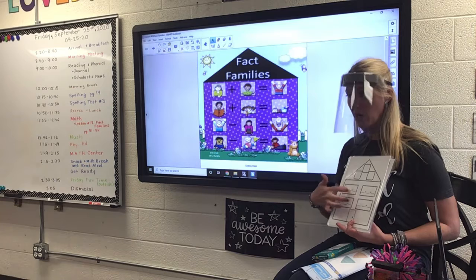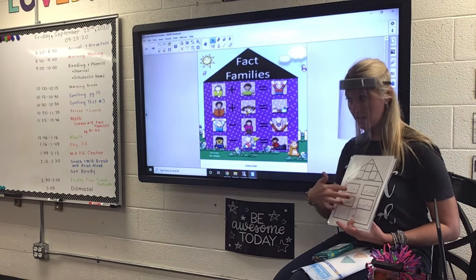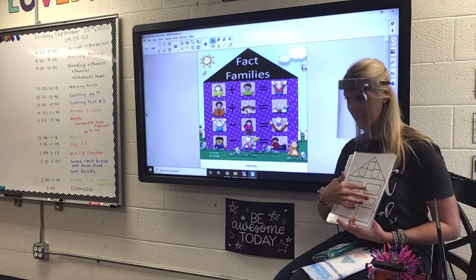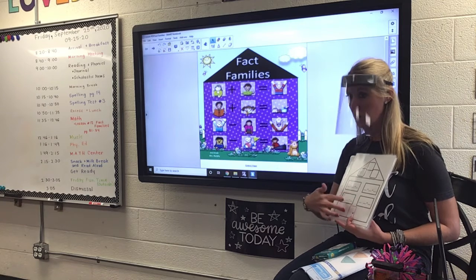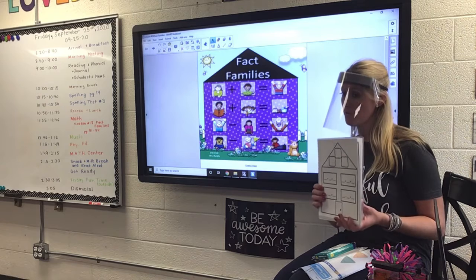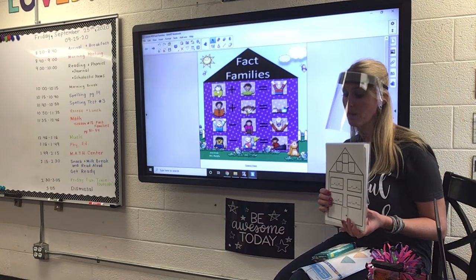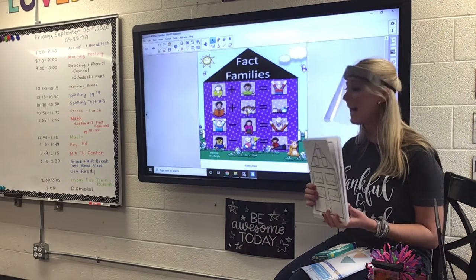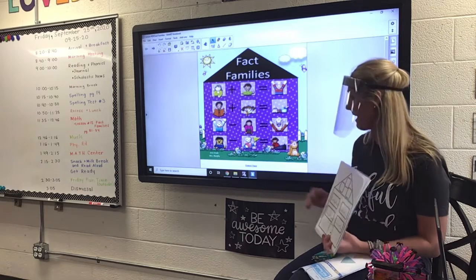Down here is where we would write our two addition facts and sentences, and this is where we would write our two subtraction ones, okay? So before we do this at the back table, Mrs. Murphy, we have to learn how to write those sentences, okay?